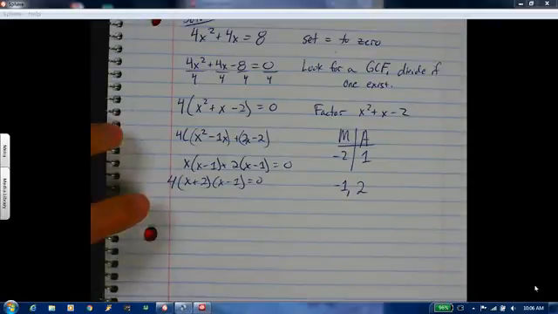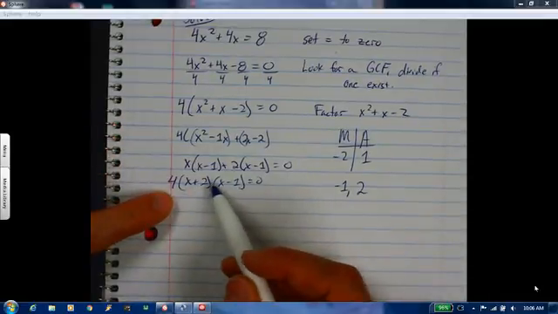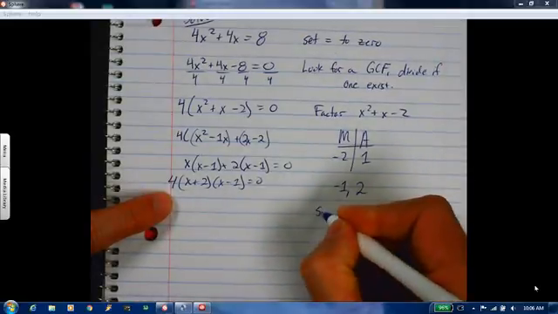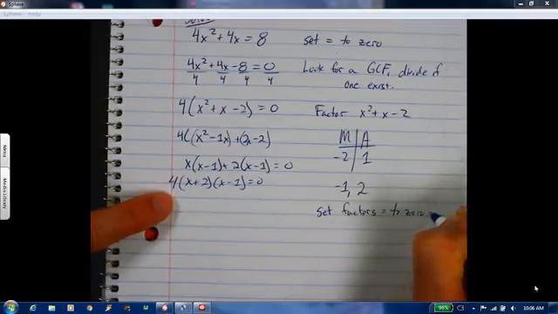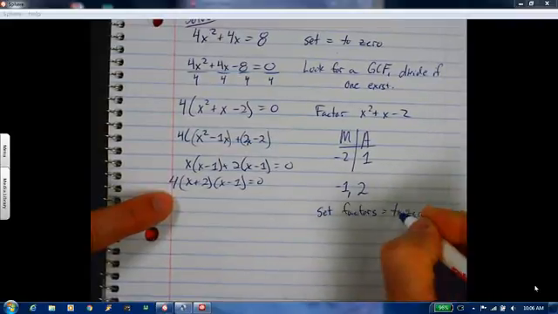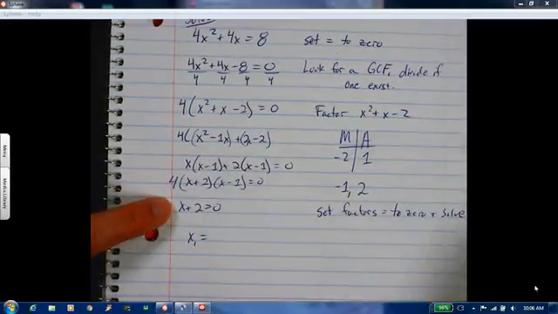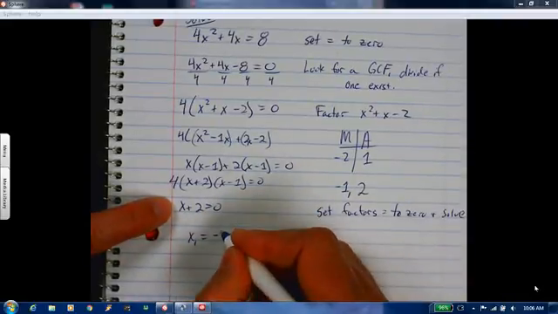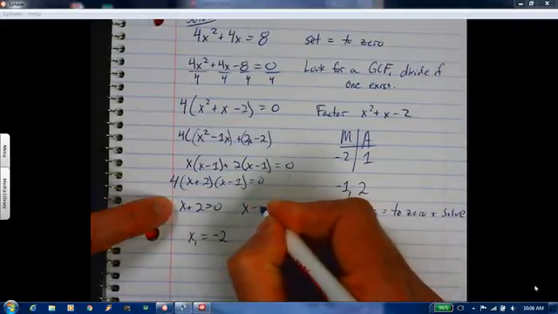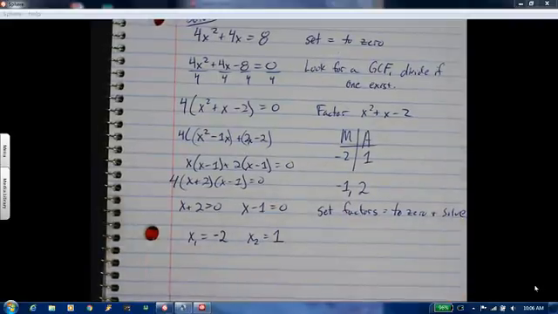So to find the answers, we set each of these equal to 0. You set the factors equal to 0 and solve. So x plus 2 equals 0, which means x1 is, minus the 2 over, you get negative 2. Or x minus 1 equals 0, so x2 is positive 1. So those are your two zeros, those are your roots, those are your x-intercepts, those are the points where it crosses the x-axis.